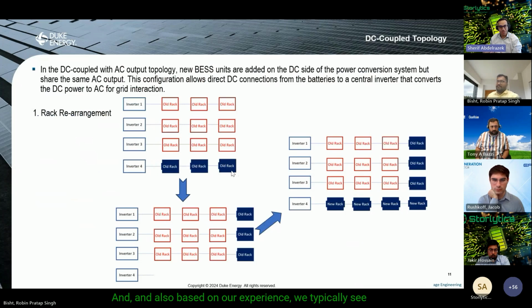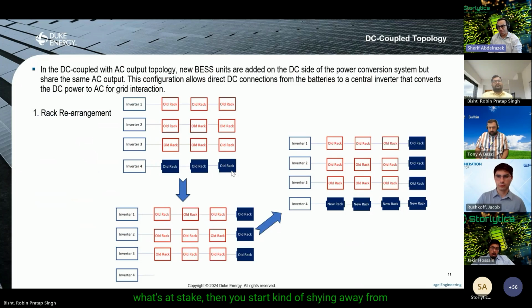So yeah, great to see that feedback from Francesco, and also based on our experience, we typically see champions of DC augmentation being the financial folks that are not taking into account these technical risks. Because on paper, if you don't put a dollar sign on these technical risks, financially a DC augmentation does look very appealing. But once you get into the weeds and really understand what's at stake, then you start shying away from it.